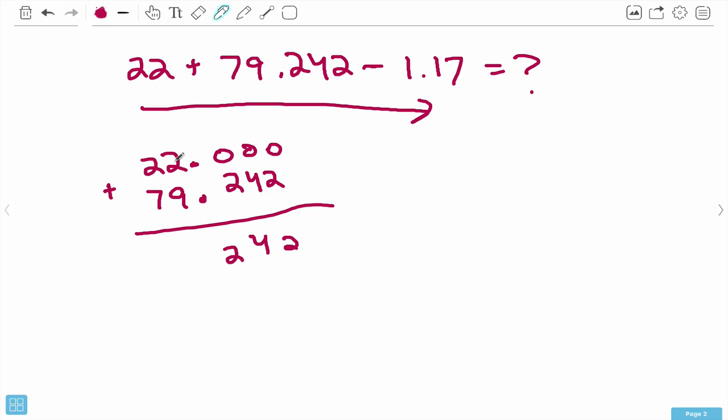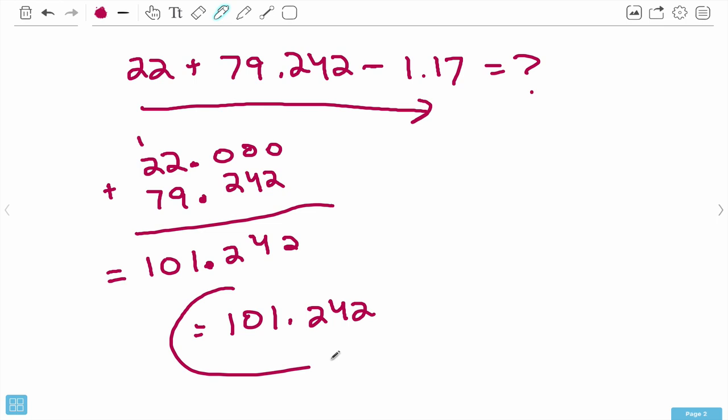7 plus 2 is 9, plus 1 is 10, 101, and we're just going to bring that decimal straight down here. So now, 22 plus 79.242 equals 101.242. Since I'm running out of space on this whiteboard, we're just going to move this into this place. We'll go to the next page.